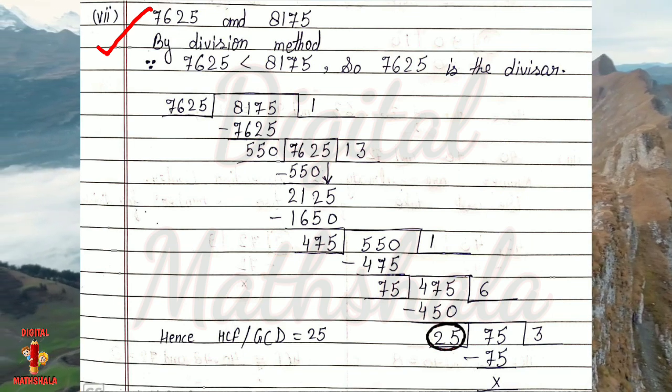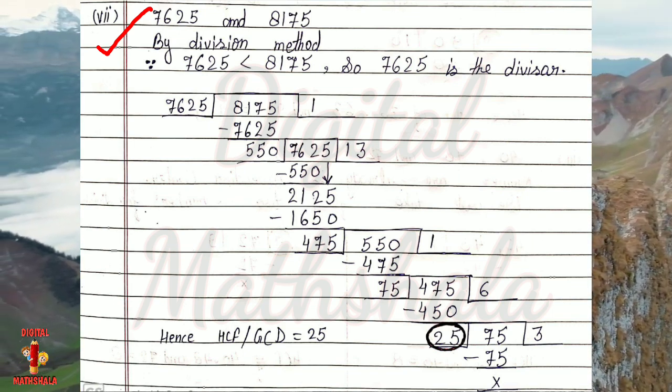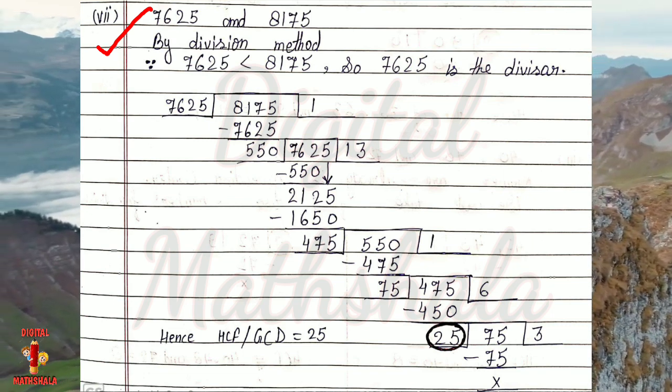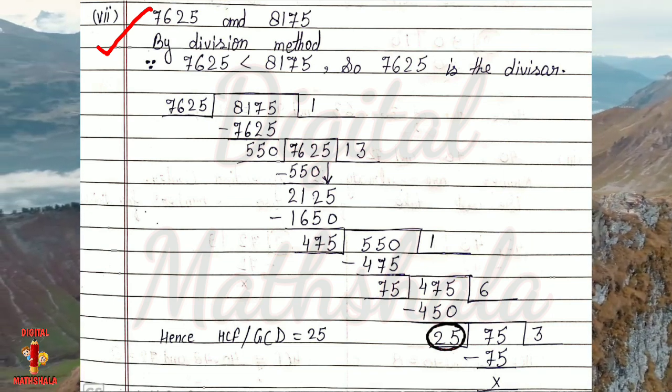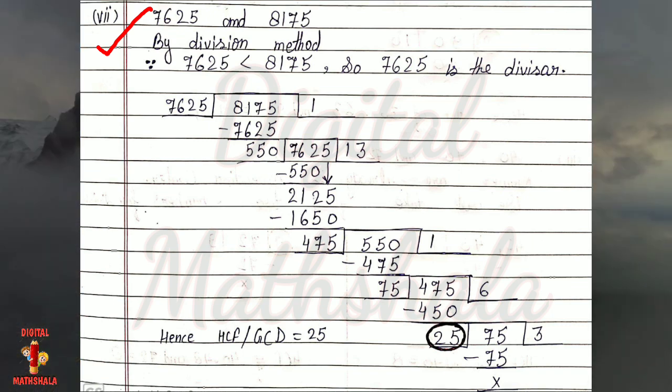In this part, two numbers are given. Here we can easily compare that 7625 is lesser than 8175. So here 7625 will be the divisor. So we will divide 8175 by 7625. It will go 1 time and after subtracting we will have 550. Now this will be the new divisor and then we will take the previous divisor as a dividend, and then we will continue this whole process.